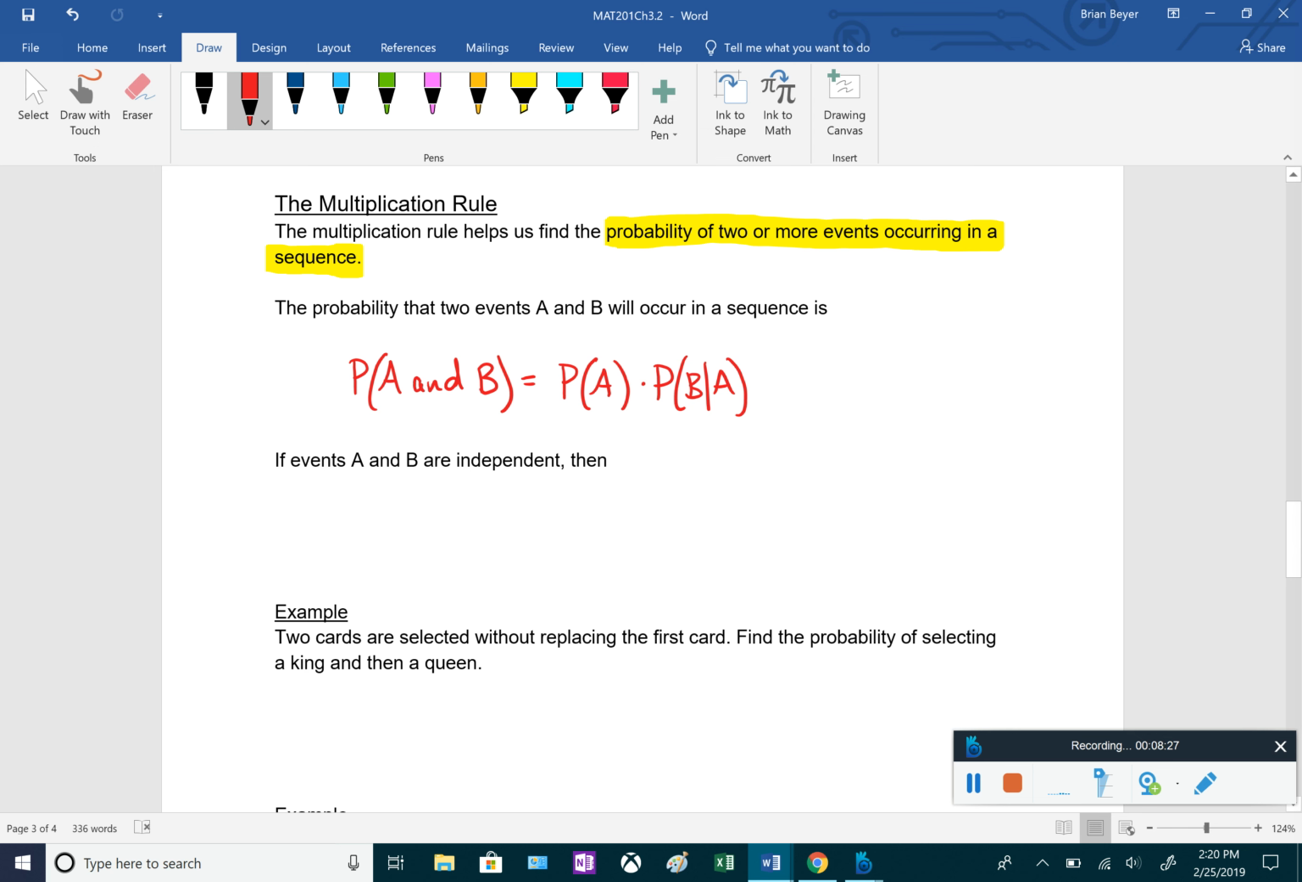And if 2 events A and B are independent, this actually simplifies a little bit. The formula becomes the probability of A and then B occurring equals the probability of A times just the probability of B. So based on the definition of independent events, if B and A were independent, then that means the probability of B given A occurred is just the probability of B. So it simplifies a little bit to that one.